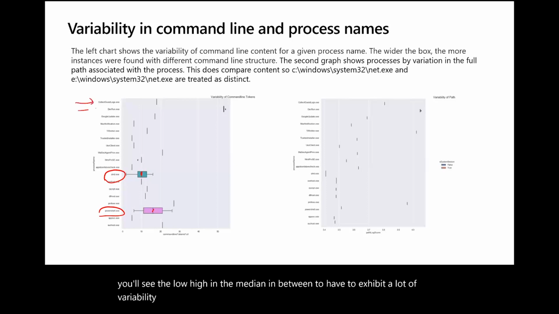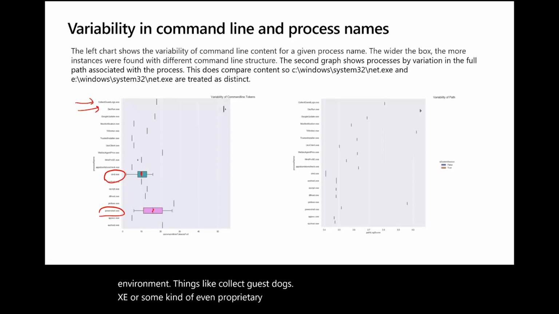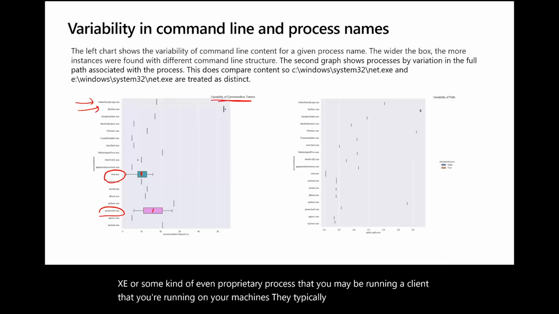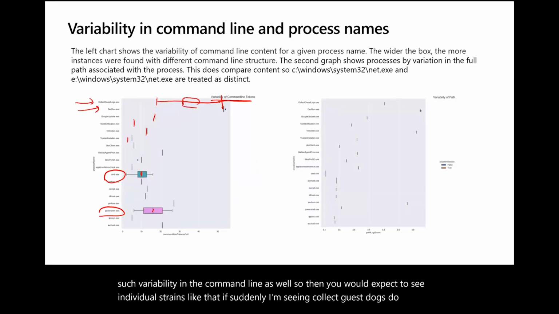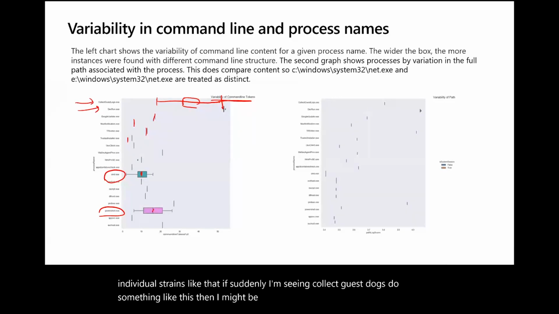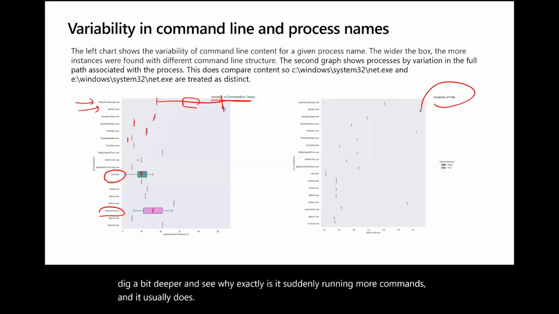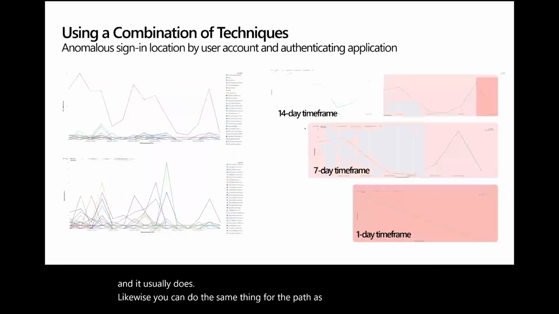But perhaps some other processes that you have in your environment, things like collect guest logs.exe or even a proprietary process, a client that you may be running on your machines, they typically should not be exhibiting such variability in their command lines as well. So then you would expect to see individual strains like that. If suddenly I'm seeing collect guest logs do something like this, then I might be a bit concerned and I would want to go in and dig a bit deeper and see why exactly is it suddenly running more commands than it usually does. Likewise, you can do the same thing for the paths as well. Where are they writing to?